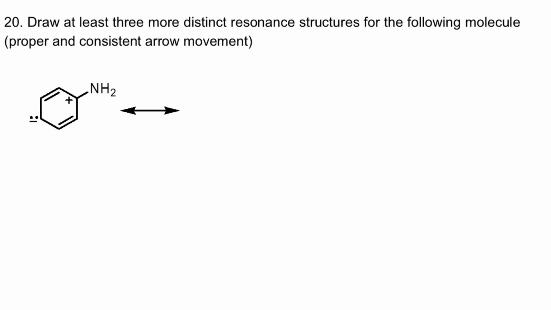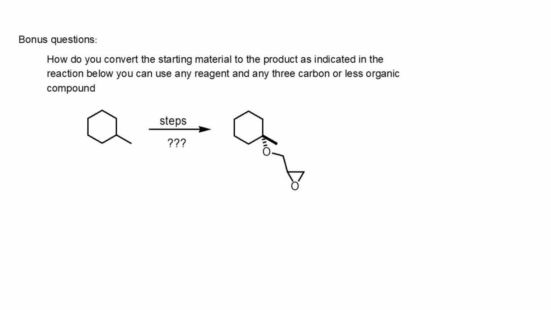The bonus question involves steps for a synthesis reaction. It's a bonus question. Starting from the methylcyclohexane compound, through several steps, you want to synthesize the ether compound that is shown here. Okay? And we wish you good luck.